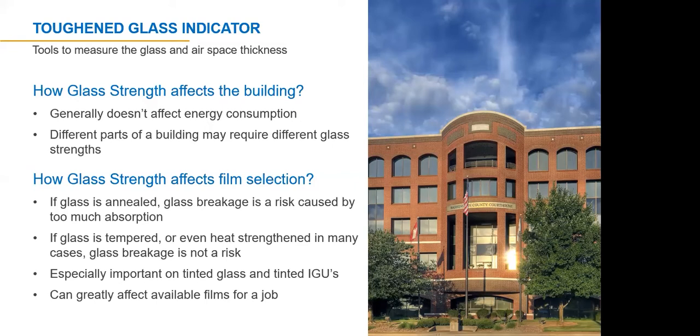Look for the safety bug in the lower corner of the glass. In some cases, the glass was put in upside down and the safety bug is at the top. The etching will indicate which type of safety glass it is: tempered, heat strengthened, or laminate.